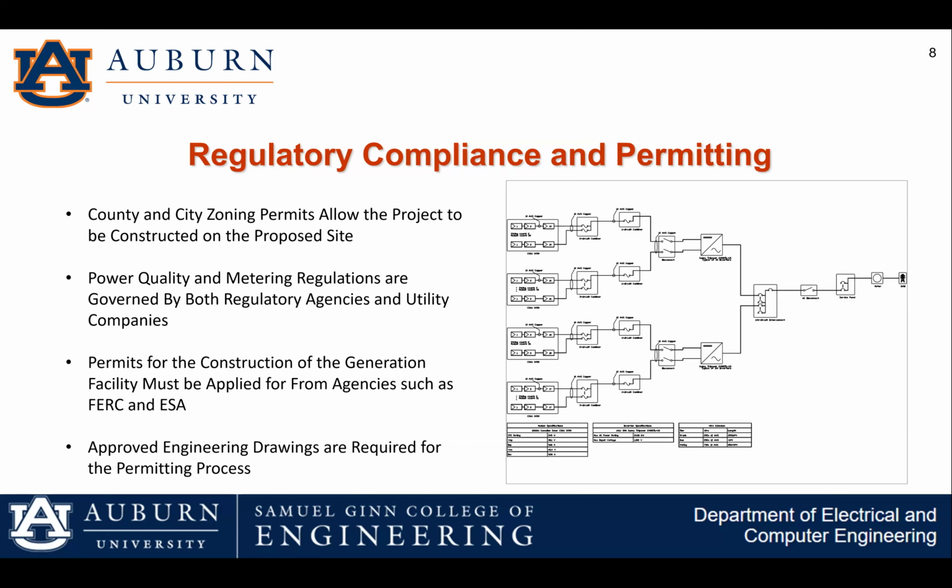So we determined that city and county regulations allowed for this generation facility. However, federal and state, we're still a little unsure. Federally, we would have to apply for permits through FERC and other regulatory bodies. And to do that, we would need approved engineering drawings, which this is an example of here to the right. This is a single line diagram showing all of our wiring from the panels to combiners to inverters. It kind of ends there, where we would put a substation tying it onto the grid, because for our purposes, we did not account for that portion of the design.